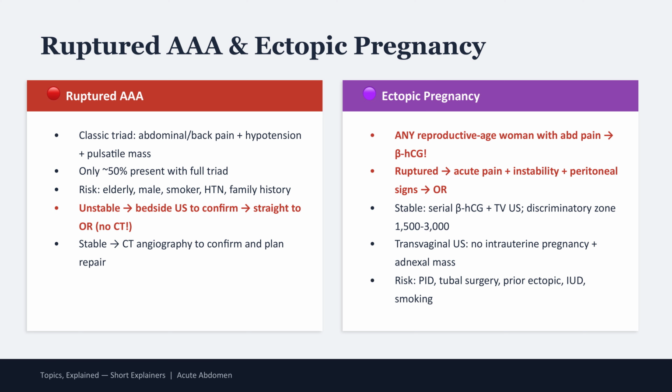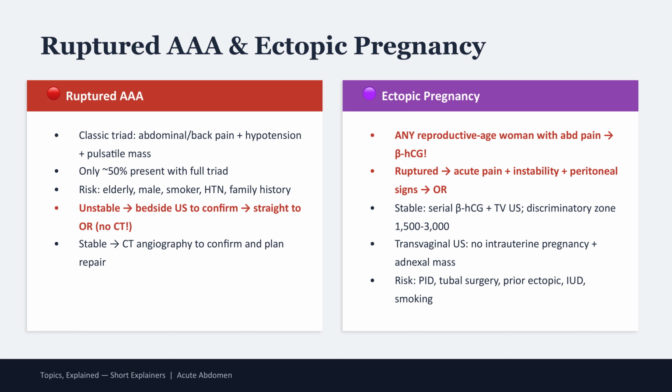Two more must-not-miss diagnoses. Ruptured AAA classically presents with sudden severe abdominal or back pain, hypotension, and a pulsatile mass, though only about half of patients present with the full triad. If the patient is hemodynamically unstable, get a rapid bedside ultrasound to confirm the aneurysm and go straight to the OR. Don't wait for a CT.